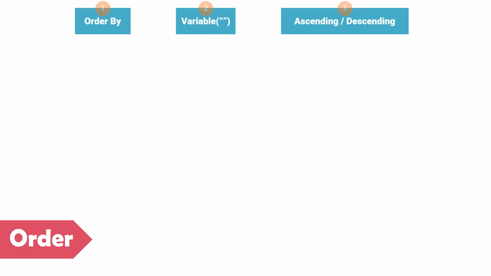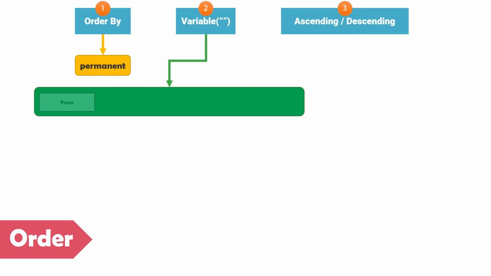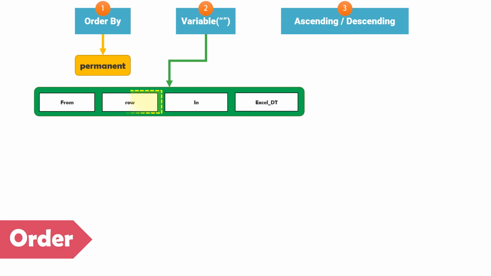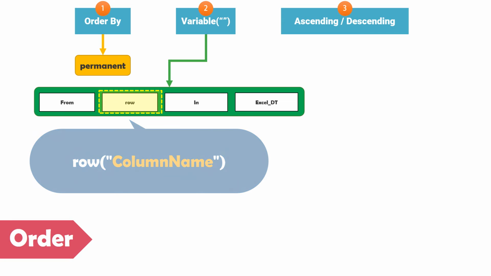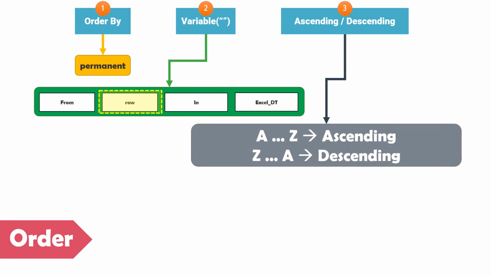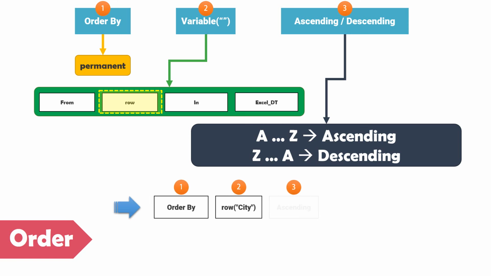The order function consists of 3 parts. The first part is always the same. The second part has the variable which we defined in the from statement. After the variable we set the column name. And the last part is the kind of order. That means here we set ascending to sort from A to Z, or we set descending to sort from Z to A. The function looks like this later.